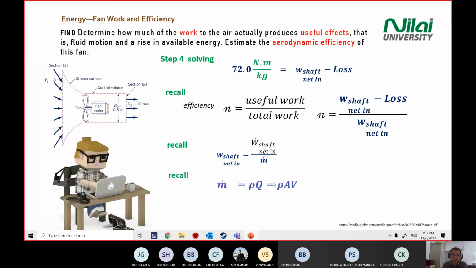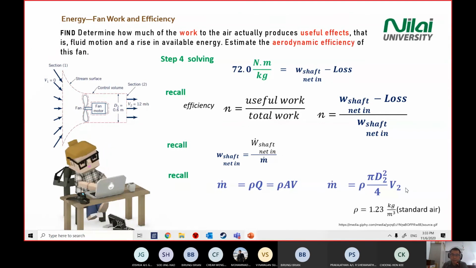We recall what m dot is. M dot equals rho A V, or rho Q. You are going to see this equation many times for m dot. M dot equals rho Q or rho A V. So for A, you just expand further based on the parameter given. Because in this case we have diameter, we expand this equation for m dot a little bit so that we can substitute inside there. And for standard air, you should know rho equals 1.23 kilogram per meter cube. This is for standard air at standard atmospheric pressure.